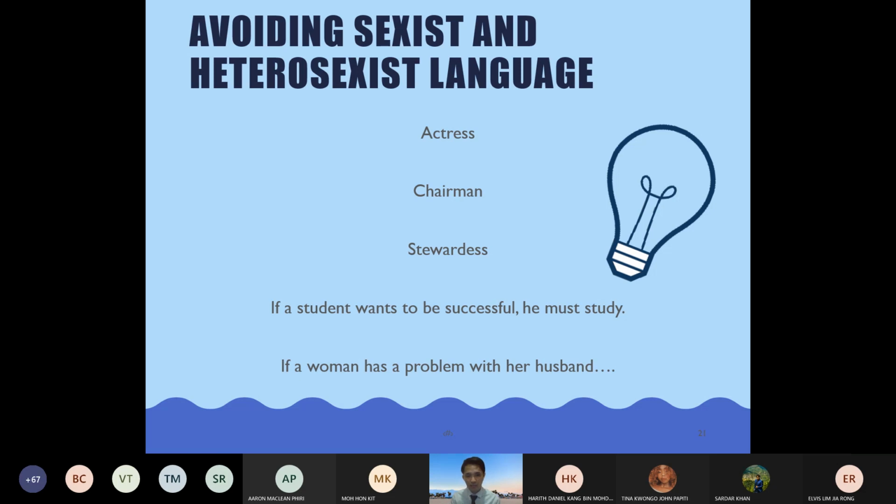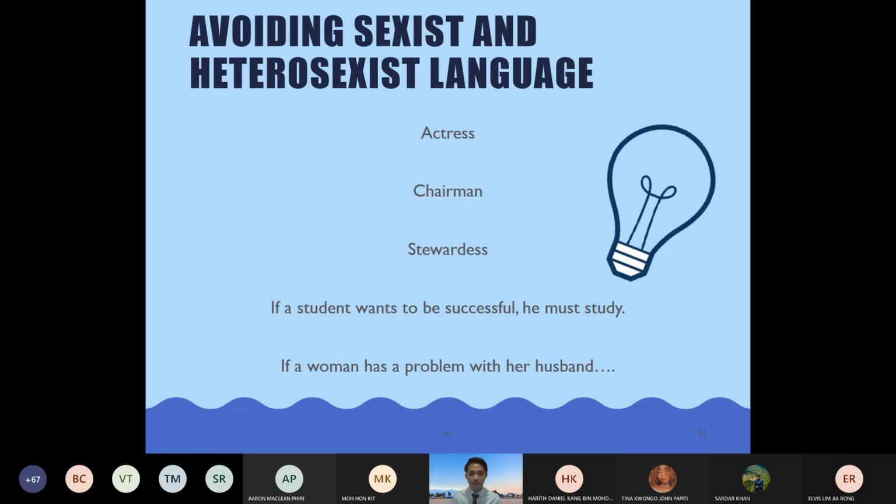So again, chairman. Okay, we have the word man there. So change it to chairperson. Stewardess, a common term to refer to usually female flight attendants. So usually instead of stewardess, we use the term flight attendant because it's gender neutral.